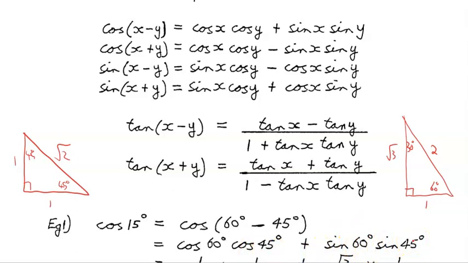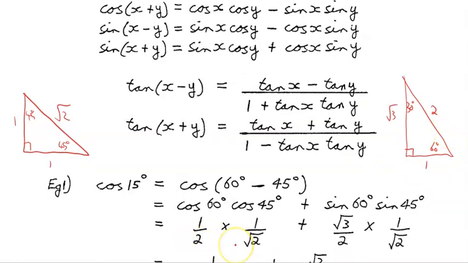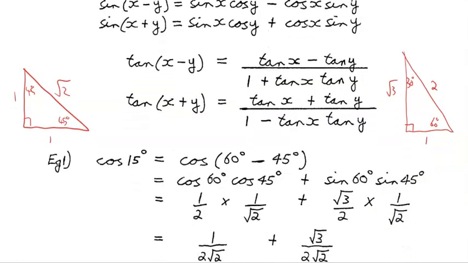Well, cos of 60 degrees is adjacent over hypotenuse, so it's 1 over 2. Cos of 45 degrees is 1 over root 2. Sine 60 degrees is root 3 over 2. Sine 45 is 1 over root 2. Okay, let's take that a little further and simplify that down.